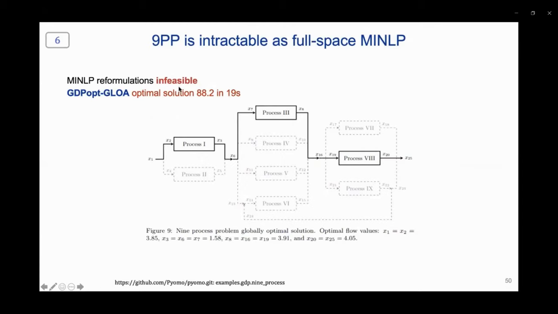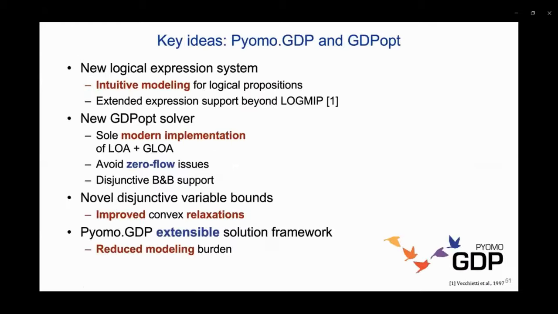If you try to solve this problem as an MINLP, you will not get any feasible solution because of this issue of zero flows, because we have nonlinear relations of inputs and outputs, and that would basically cause us a problem. With a global logic-based approximation, we can solve this to global optimality in 19 seconds, to rigorous global optimality. Now, of course, this is still kind of a toy type of problem. So we also have looked at other applications.